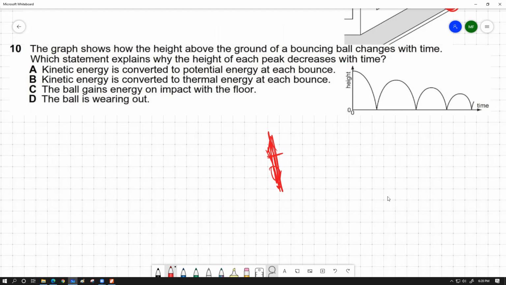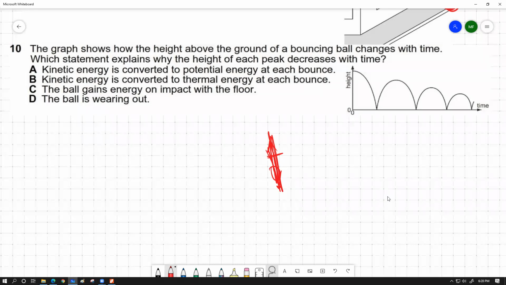Now the question asks to explain why the height of each peak decreases with time. The peak actually represents the maximum GP of the ball at that position. The reason the GP is decreasing is because for every single bounce, you are going to be losing some energy in terms of heat and sound to the surroundings. So energy will be leaving the object every single time it bounces on the ground. So let's have a look at the options.